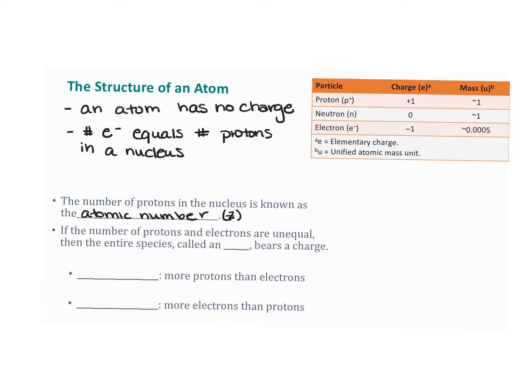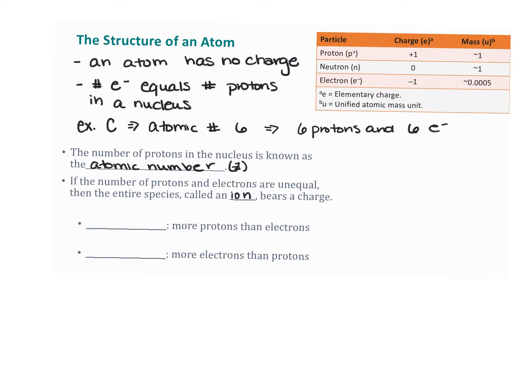Now, if we were to do an example and look at carbon, the atomic number of carbon is 6. And so what that means for us is that carbon has 6 protons and 6 electrons, okay, because it's neutral. Electrons are negatively charged, protons are positively charged. Now, if the number of protons and electrons are unequal, then that entire species is called an ion, and it's going to have a charge now. The only thing that can change is the number of electrons.